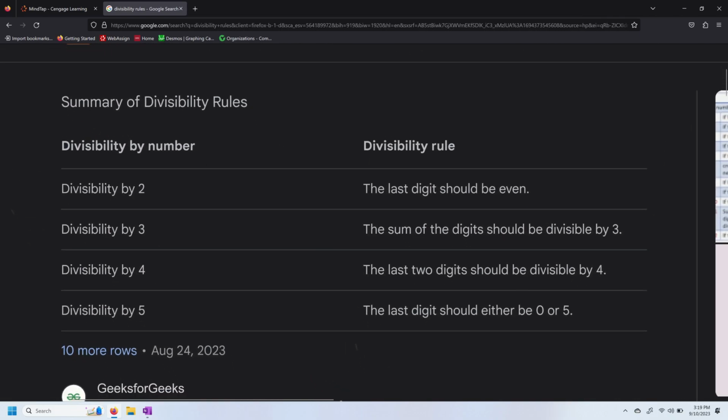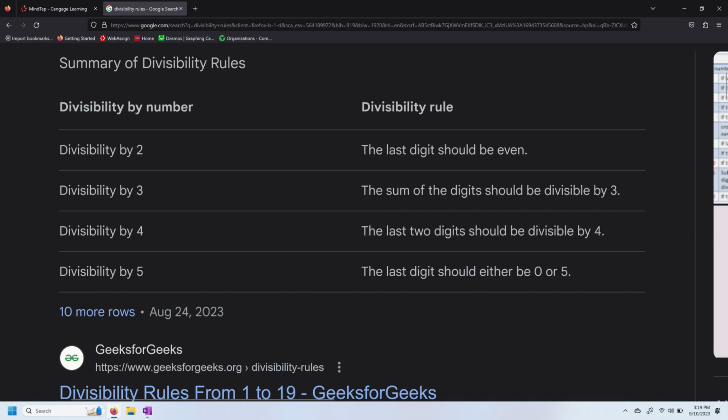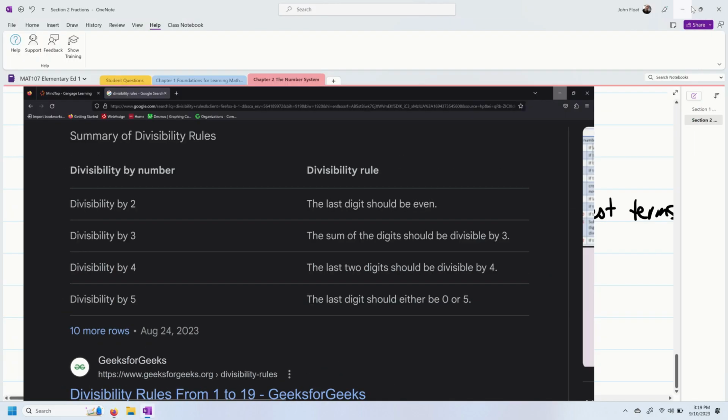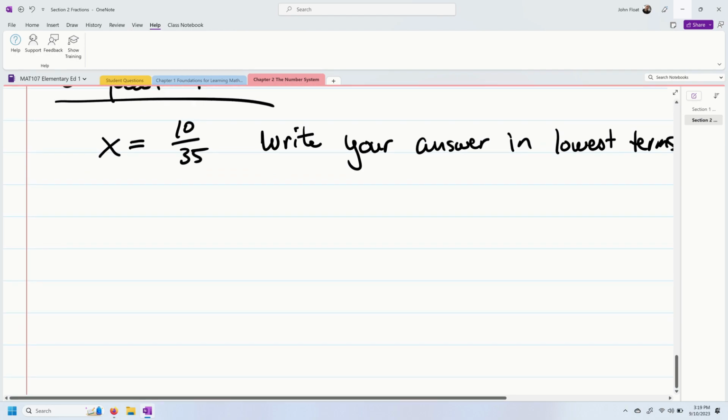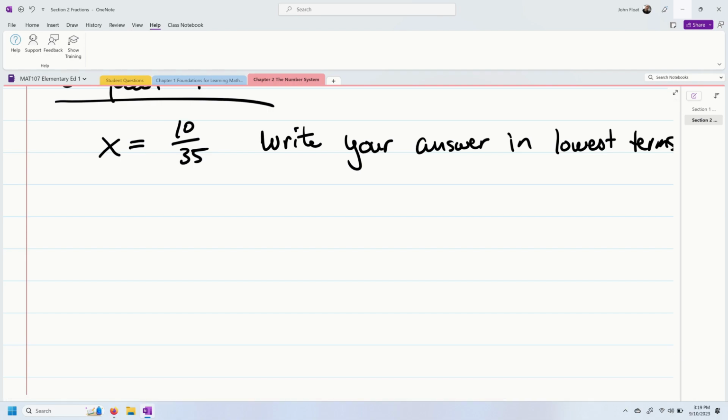And here are some of them right here. Like divisible by 2, the last digit should be even. Divisible by 3, the sum of the digits should be divisible by 3. Divisibility by 4, and there's all these different rules. But the problem with this is you got to remember all these rules. And how many of us have ever been in that situation where you had a fraction, let's say 10 over 35, and you started applying these rules, and you got to a point where you were like, I don't know if I'm even done yet?